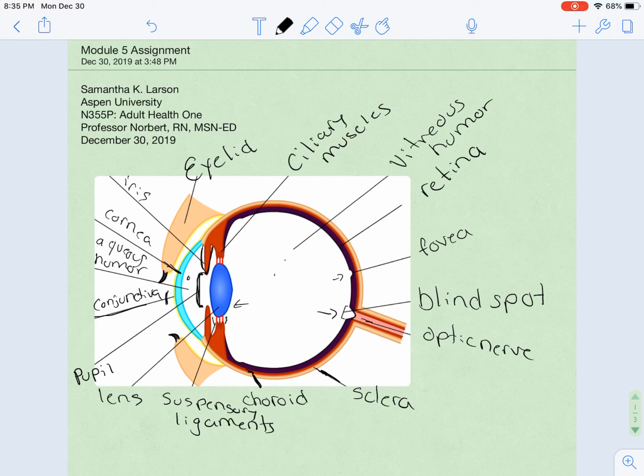And the iris is what controls the amount of light which enters the eye, and it does that by changing the size of the pupil, and it's actually a muscle.